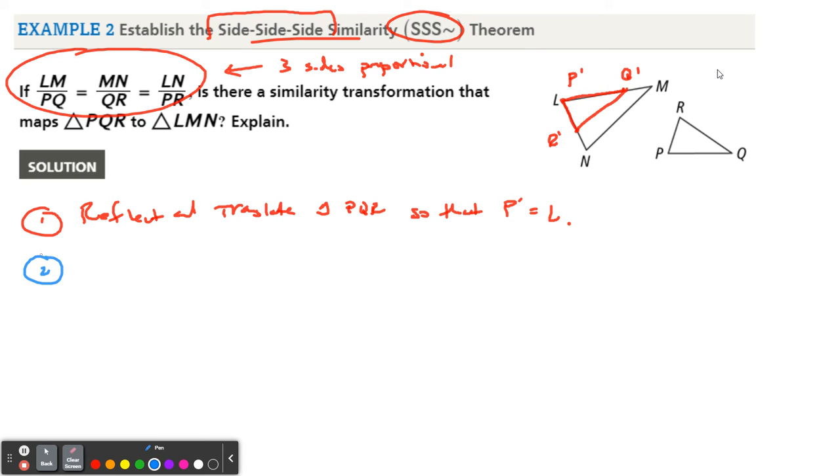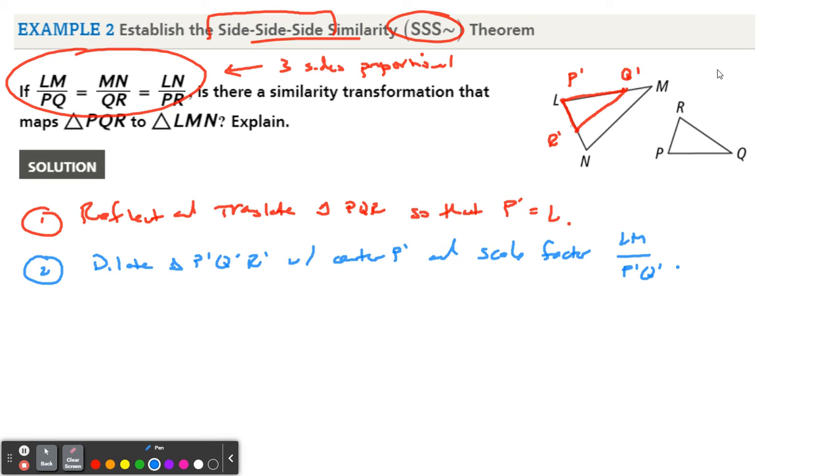So now number 2, right? Now we're going to dilate. Now we have to make triangle P prime, Q prime, R prime bigger. So we're going to dilate triangle P prime, Q prime, R prime with center P prime, and scale factor. And again, we're just going to pick one, right? With scale factor LM over P prime Q prime.